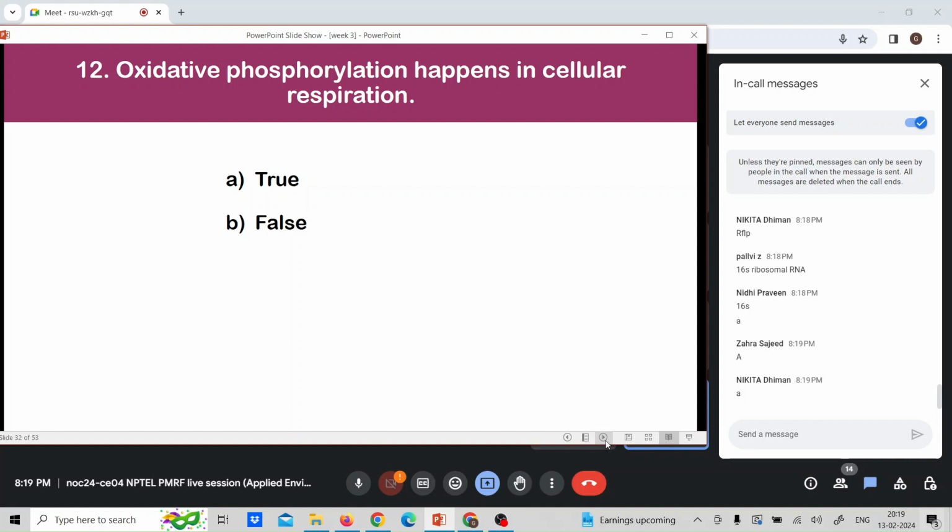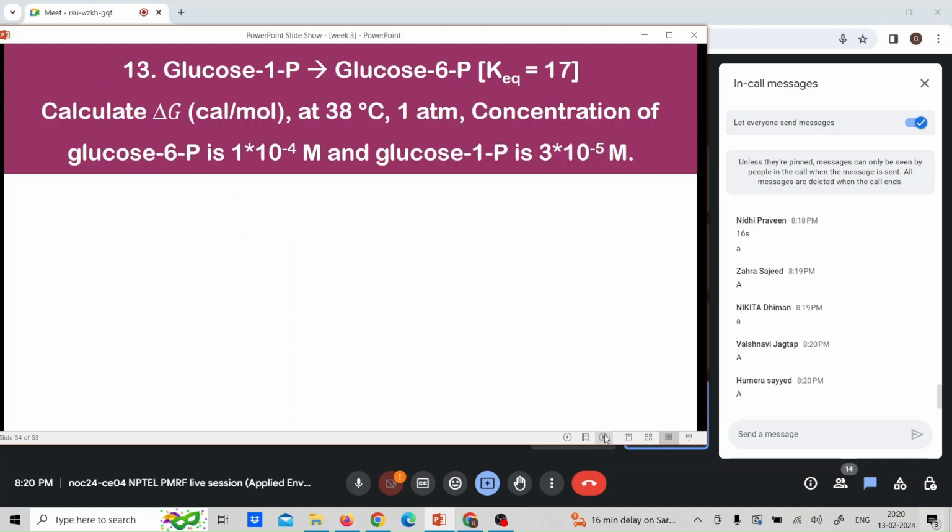Okay, I assume all of you think it's A, and it is A because in cellular respiration, there is this aerobic condition and the phosphorylation occurring there will be oxidative phosphorylation. Okay, so here there is a problem.